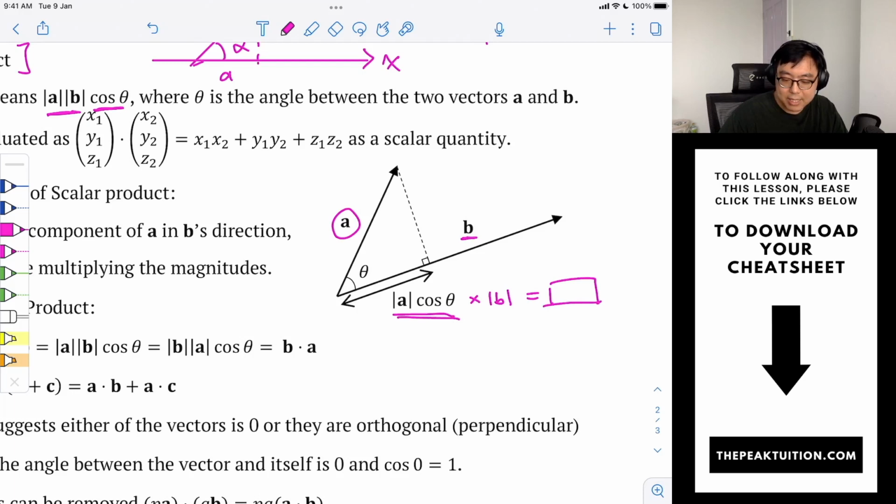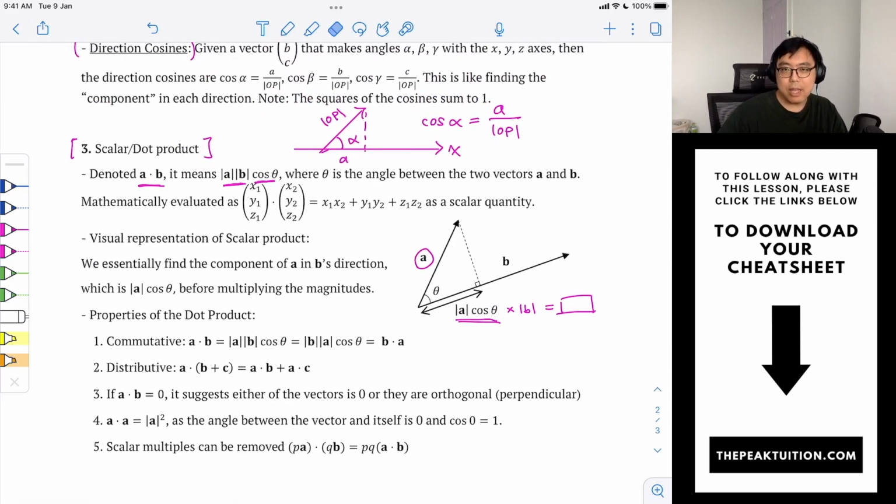Of course, we can also visualize it the other way, and say that we are looking at the scalar component of B in the direction of A and multiplying it with the magnitude of A. Either way, it's the same. Now basically, a very intuitive way of thinking of dot product is it tells us how much of the two vectors are in the same direction. This can be very important because this tells us things like whether they are parallel, perpendicular, things like that.